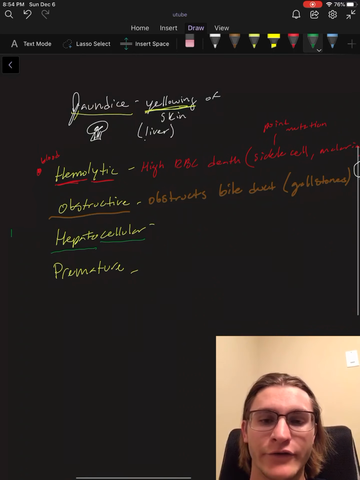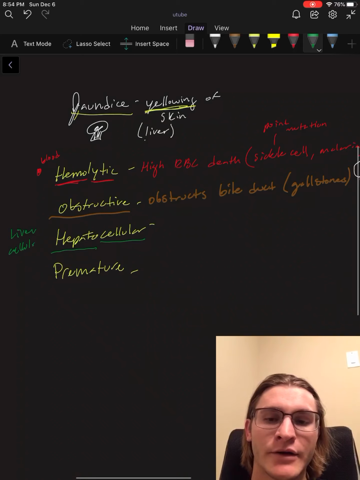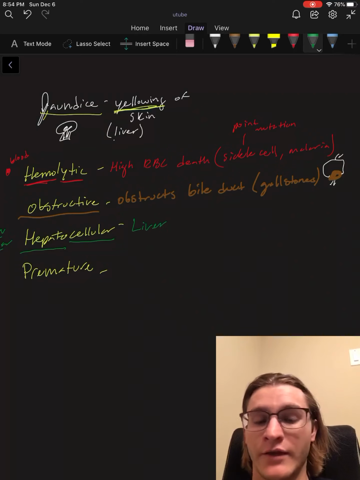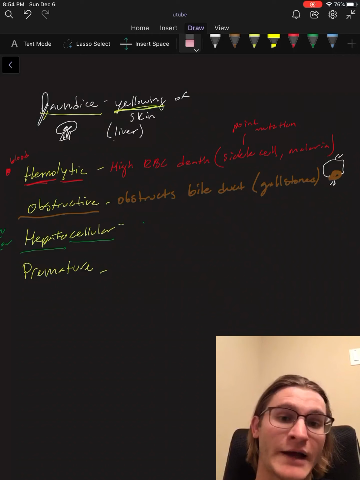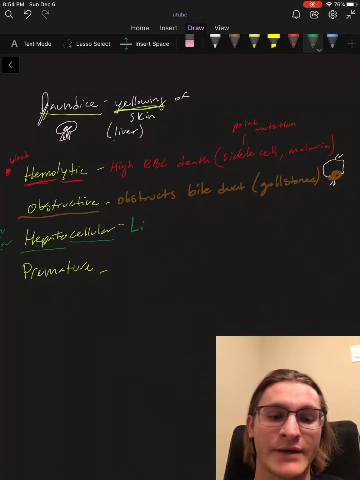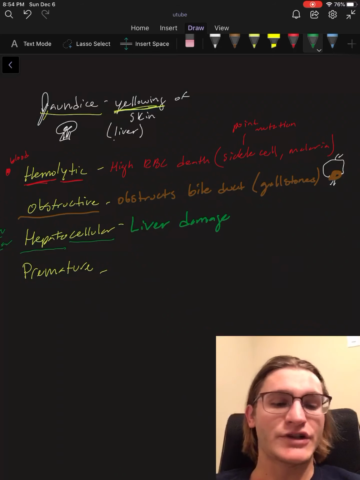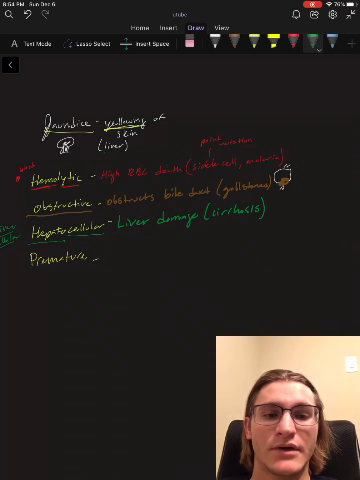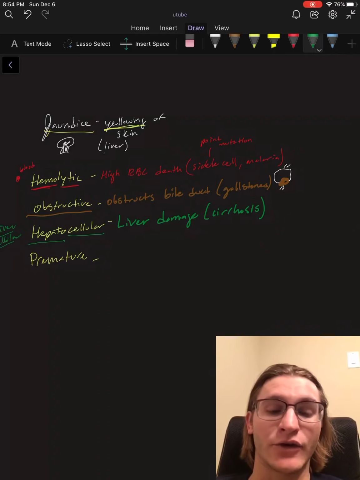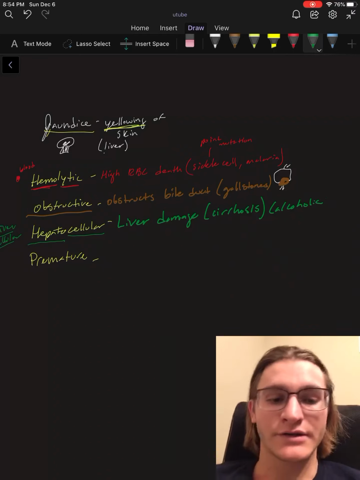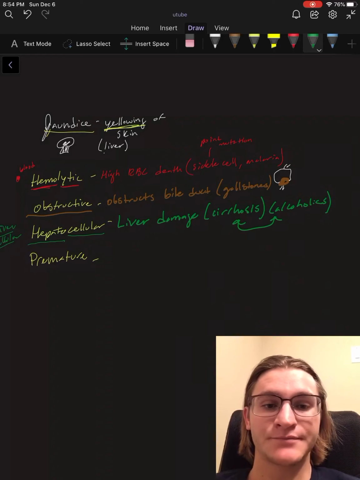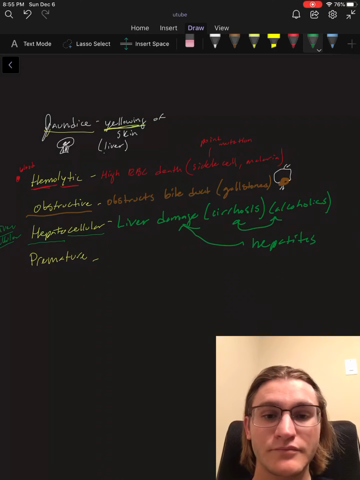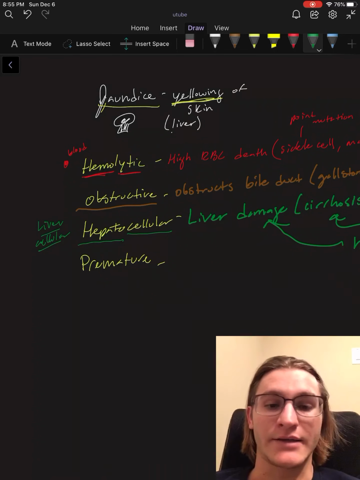So hepato, that's for liver. Hepato, liver. And then cellular. Cellular means communicating. So this is not a good one. This one means that the liver's failing, or dying, liver failure, and that's going to be usually associated with cirrhosis of the liver, which is scarring of the liver, and it could also be from STDs like hepatitis as well. You can see people with hepatocellular jaundice if they drank so much, they're alcoholics and they're putting their liver under a lot of stress. That's where you'll see some cases of cirrhosis, and that would be hepatocellular jaundice. And hepatitis, it's an STD.